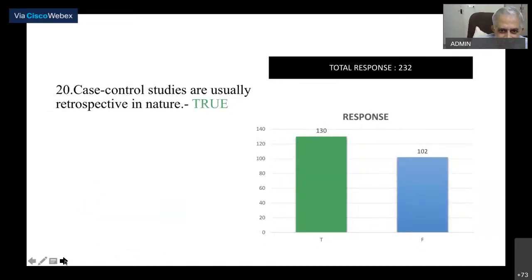These questions are quite simple, but some of them are a little confusing. Case control studies are usually retrospective in nature. So it is a correct statement, but still 102 people have given the wrong answer. Always, case control is a retrospective study. Some people use prospective case control, but many scientists do not agree with that. Epidemiologists do not agree with the prospective case control study. It is a prospective cohort study, whereas case control is always a retrospective study. Number 21.